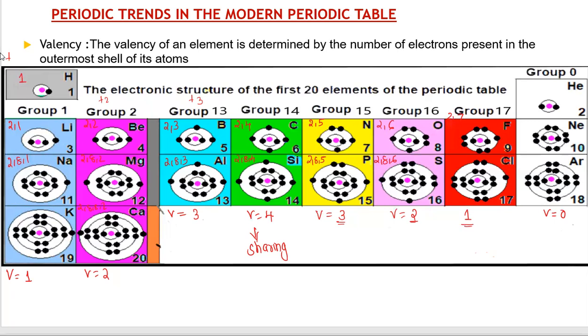Now, 0 group elements, their outermost shell is completely filled. They have 8 electrons in their outermost shell. Helium has 2 electrons, only 1 shell, K shell, that is a duplet. It is also completely filled. So their valency is 0. They will not gain or lose electrons. So their valency is 0.